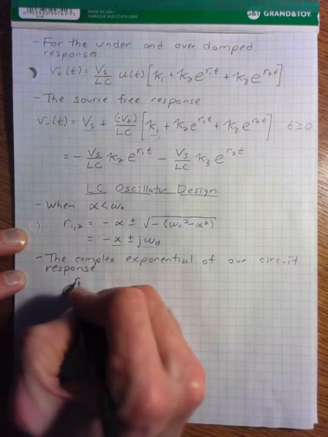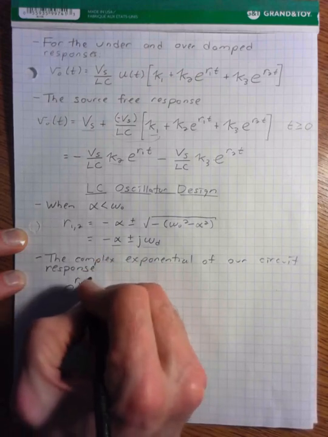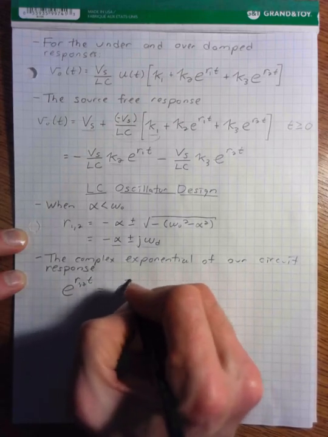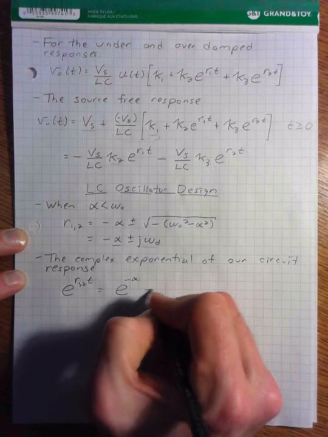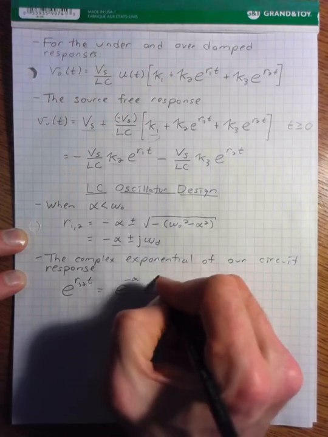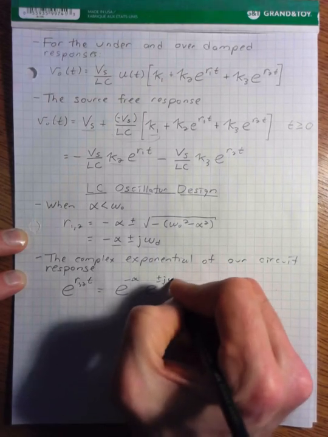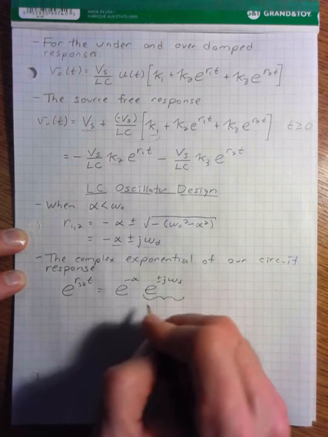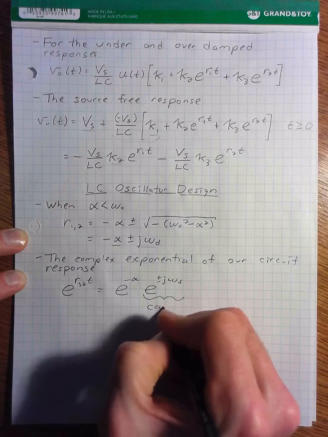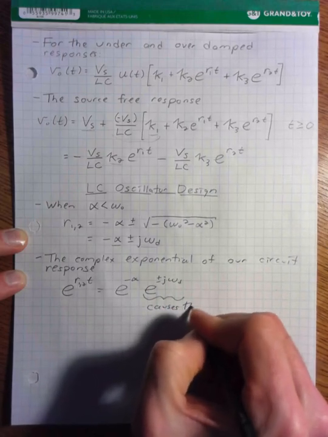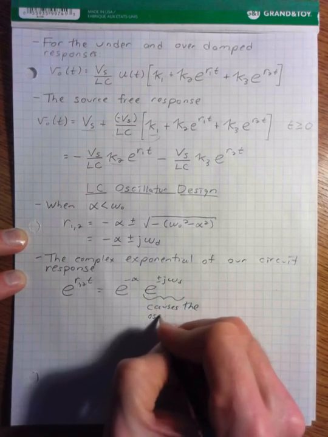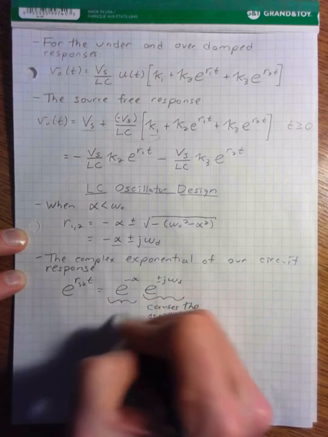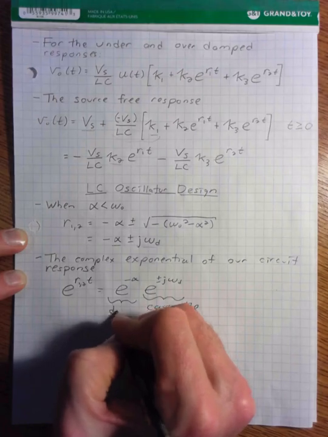So e to the r1 or 2 multiplied by time is equal to e to the minus alpha multiplied by e to the plus or minus j omega d. And this causes, as we've seen, the oscillation. And this causes the damping.